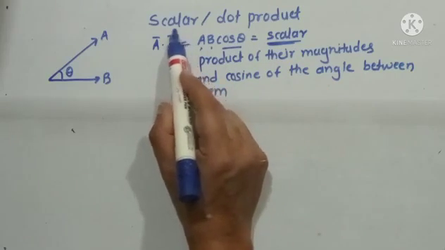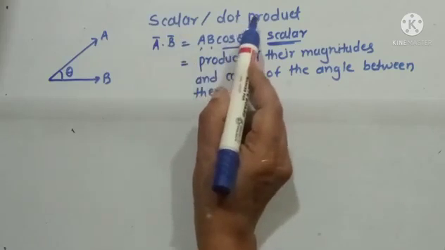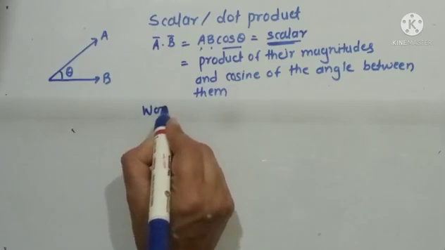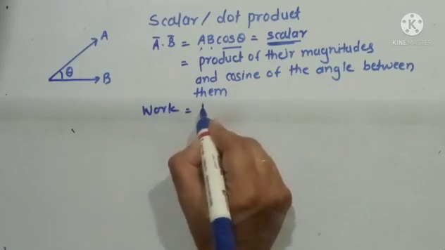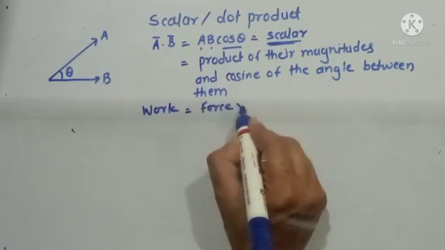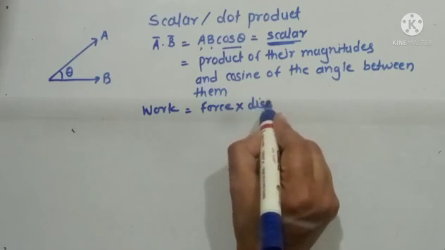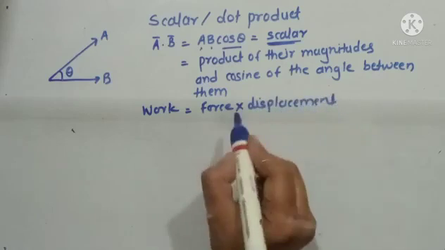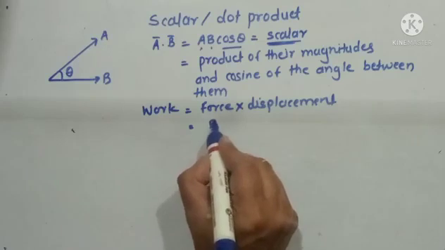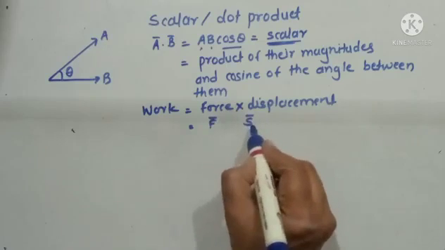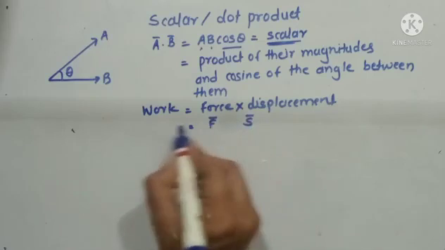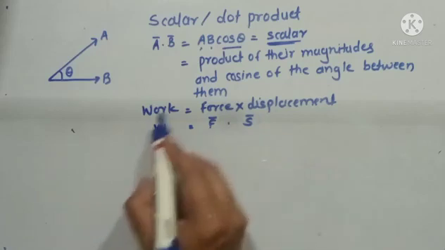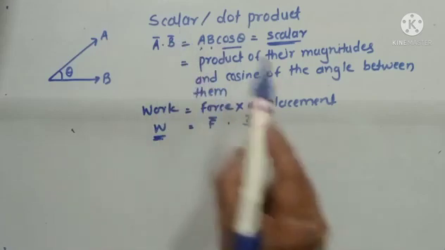In physics, we need this scalar product in many places. Suppose work is equal to force into displacement. Now this force is a vector quantity and this displacement is also a vector quantity, but their product, work, is a scalar quantity. So in physics there are applications of the scalar product.